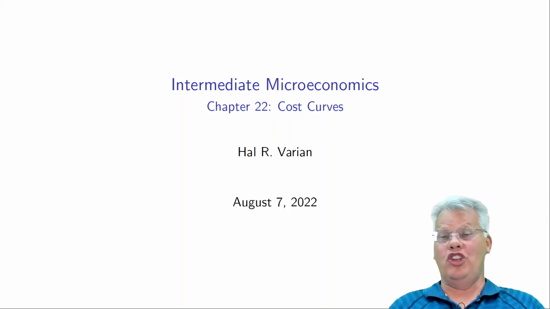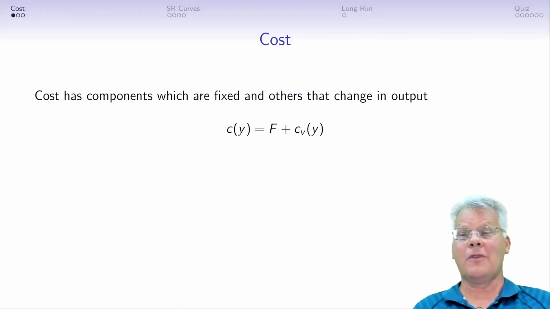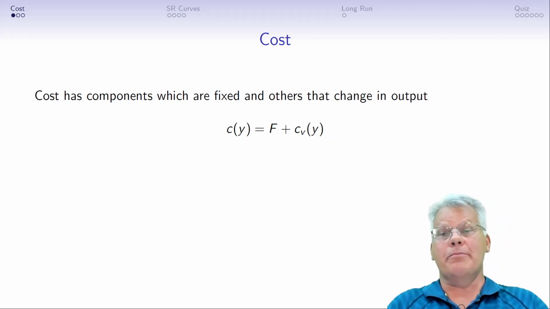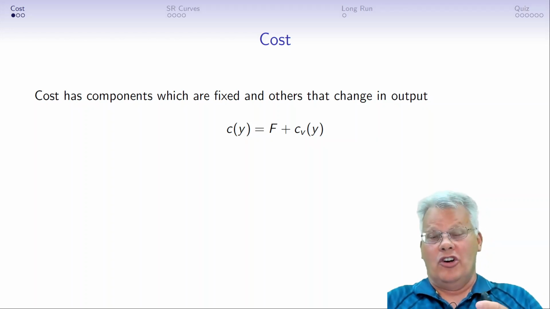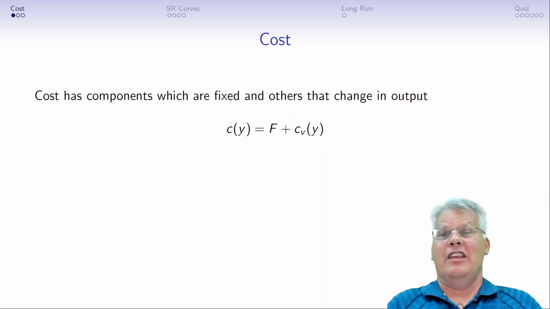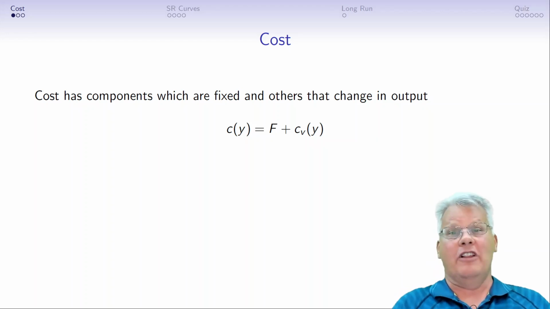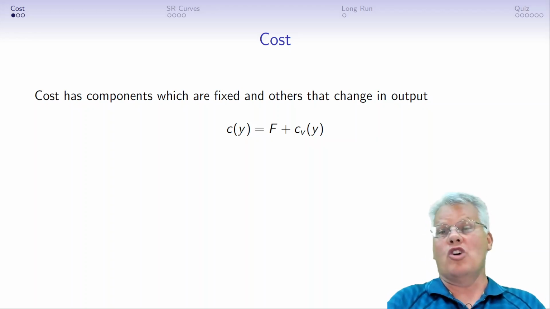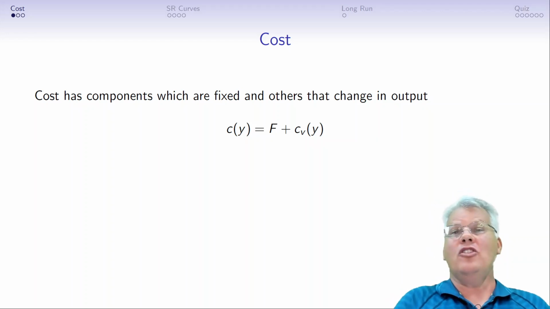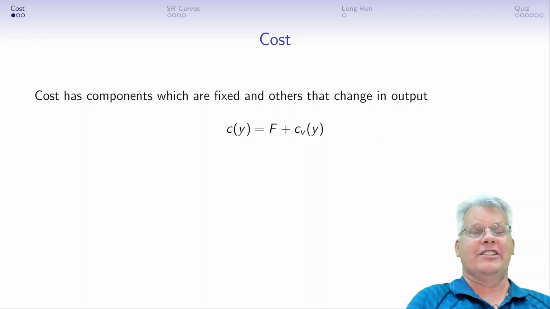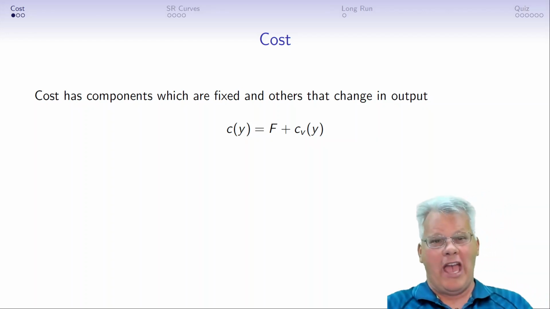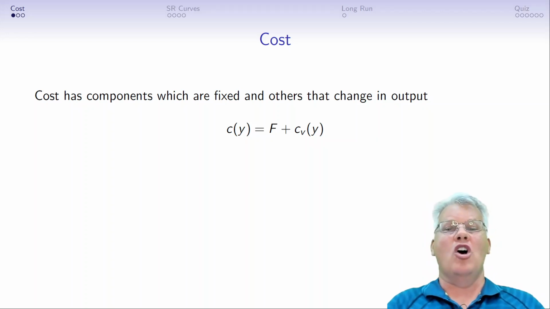Welcome to Chapter 22, Cost Curves. Costs can be decomposed into two broad categories. There are certain types of costs that do not change as the level of output changes. Those we'll call fixed costs. Other types of costs have to rise to increase the output of the firm, so we will categorize those as variable costs.